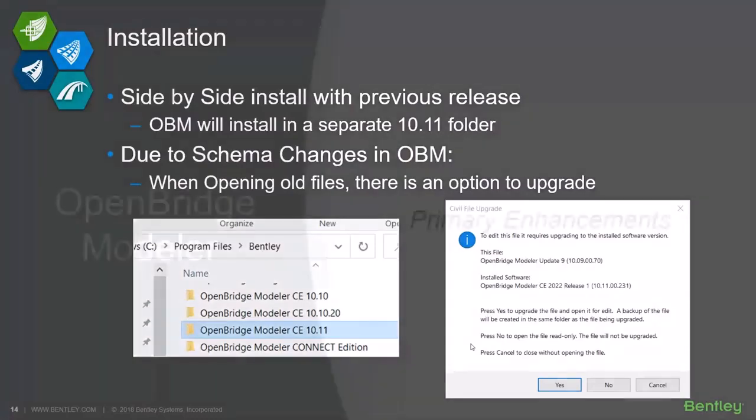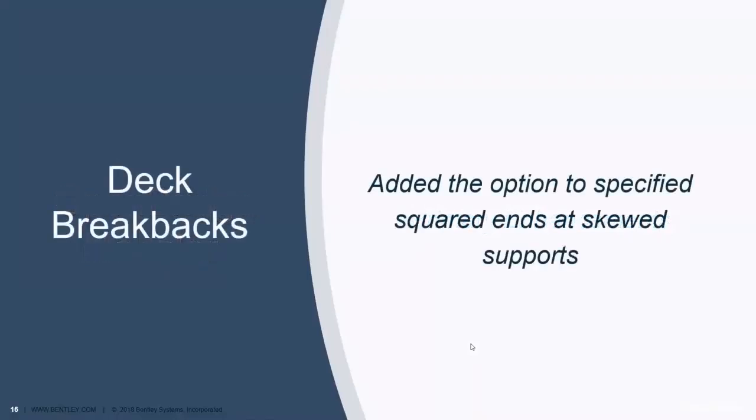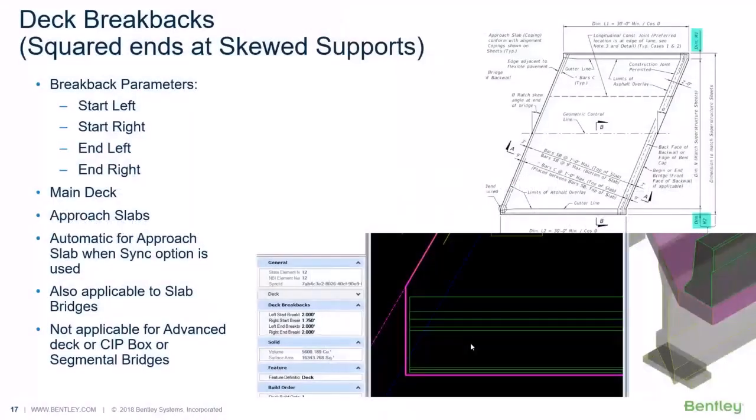Now, what are the primary enhancements, or at least what we consider a primary enhancement, in OpenBridge Modeler? One that was always at the top of the requests was the inclusion of a deck breakback. Sometimes they have different names, but a deck breakback is basically a cutout of the deck when a skew angle is happening.